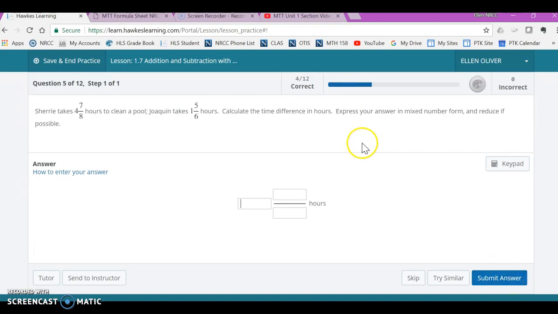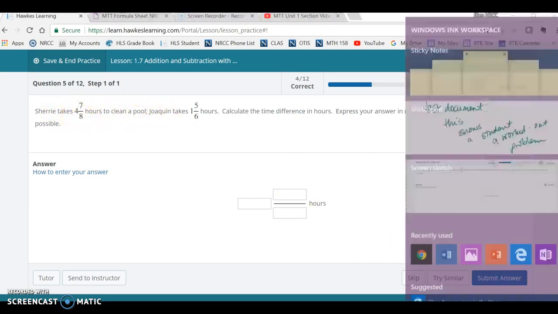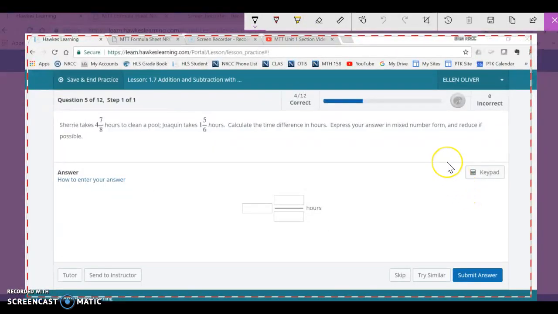All right, word problem. We're in the addition and subtraction, so chances are you're either going to add these two or subtract them. So read to find out. Sherry takes this amount of time. Joaquin takes that amount of time. The time, calculate the difference. So difference means subtract. And this guy, Sherry, takes a lot longer than Joaquin, so that number is going to go on top. 4 7/8 minus 1 5/6.